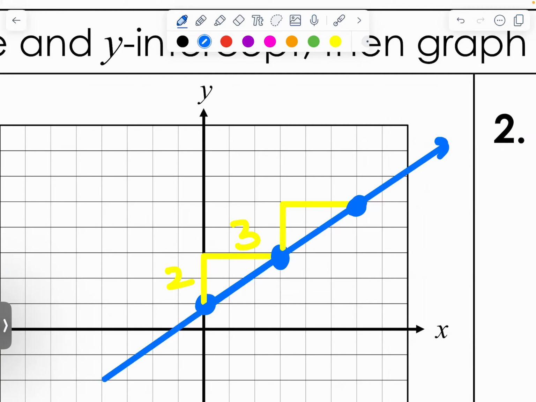Is it too easy? It's not going to get complicated with X's and Y's and all that stuff. It's basically just a line. That's what we're graphing, a line.